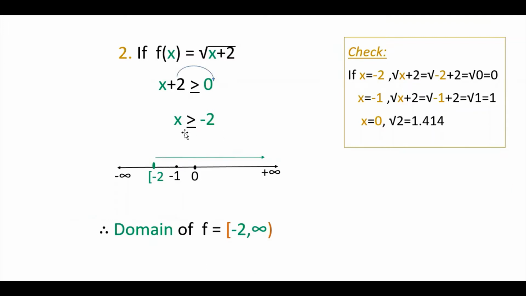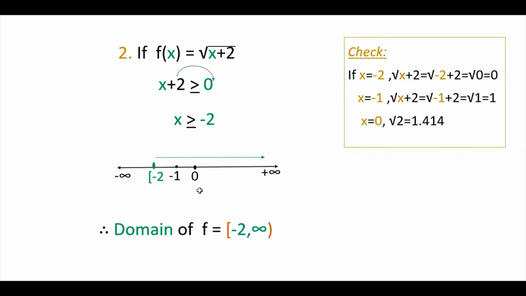In the previous case, x is greater than or equal to 2, a positive number. Here it is minus 2. So here the x values are either minus 2 or greater than minus 2. So you have to show it like this. This is minus 2, a negative number, and this is minus 1, 0 and positive numbers. The set of all these real numbers is the domain of this function.